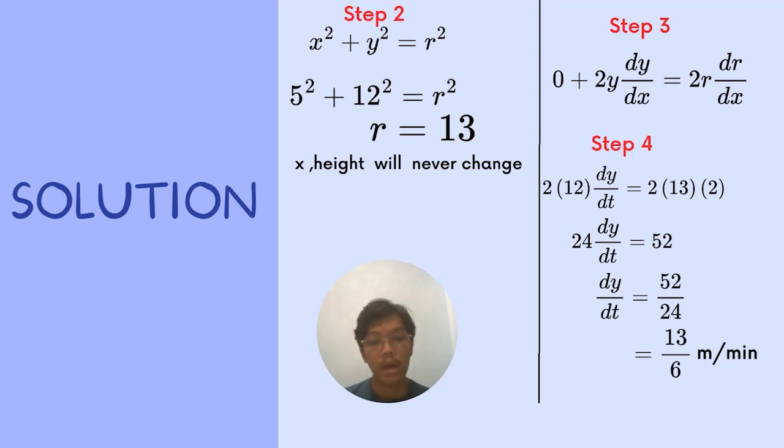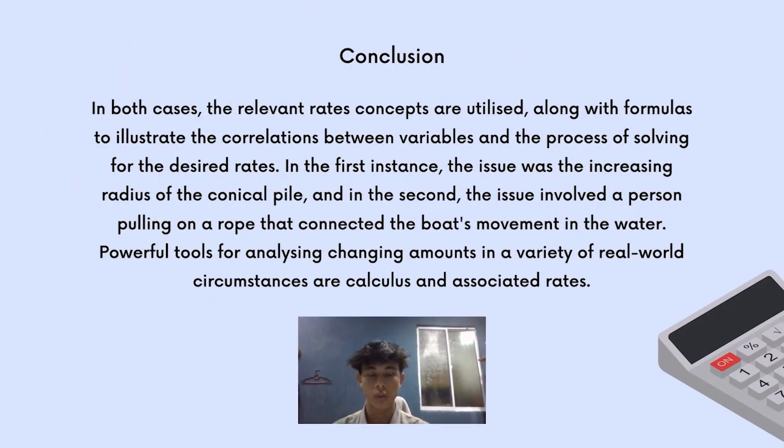And then for the last step, substitute all the values and solve it. With that, the final answer for this question is 13/6 meters per minute. So to conclude, for both questions about related rates, in both cases, the relevant rates concepts are utilized along with formulas to illustrate the correlation between variables and the process of solving for the desired rates.